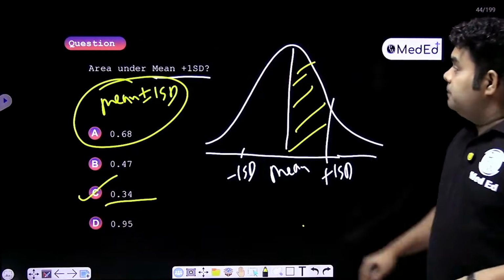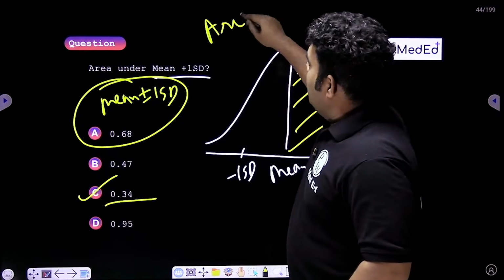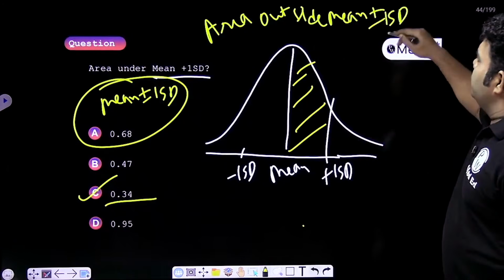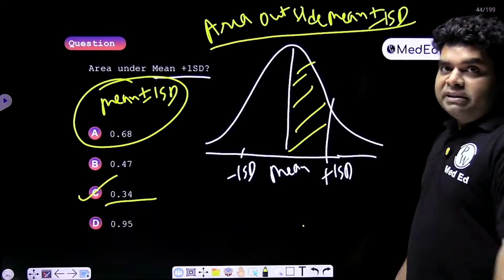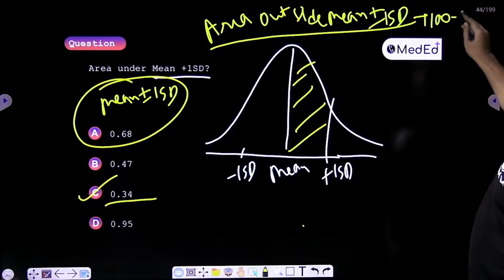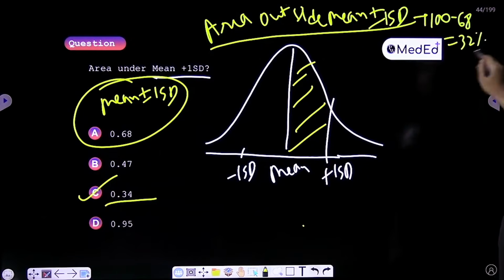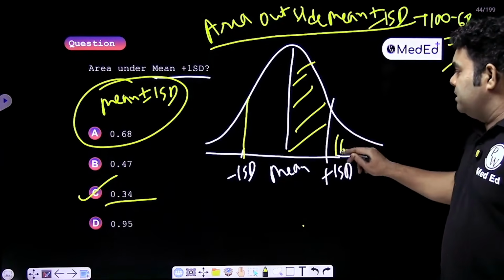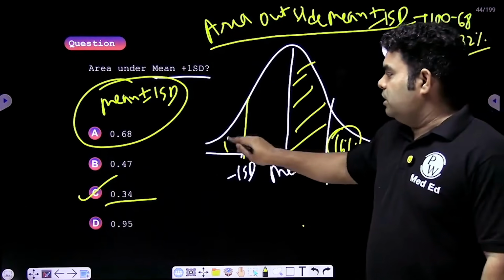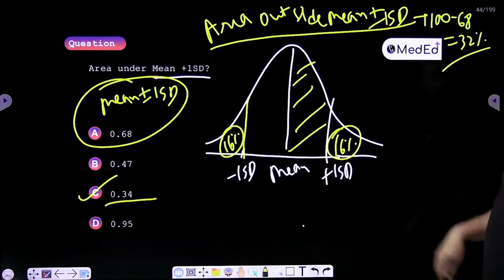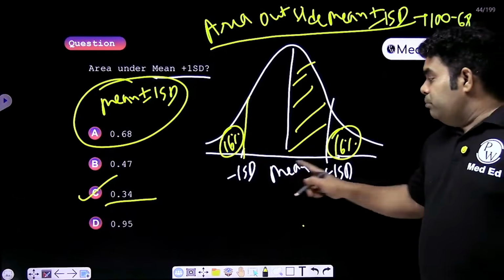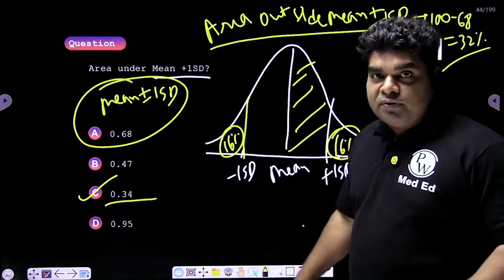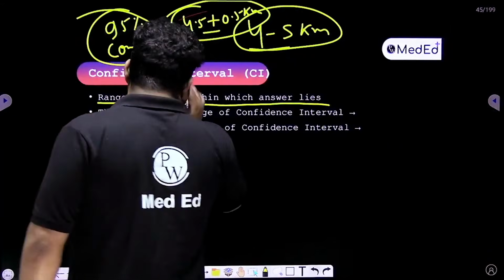Okay. And if they ask how much area is outside mean ±1 standard deviation? So inside is 68%. If you subtract 68 from 100, it will come 32%. So the outside area is 32%, and that 32% will be divided 16% on this side, 16% on this side. So outside is 32, inside is 68, but area under mean to +1 is 34%, not 68%, because it's +1, not ±1.